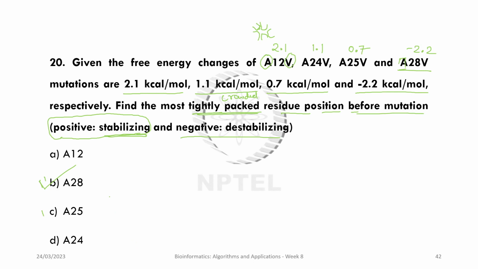So there's only one option that gives you a negative or destabilizing scenario, and that's because of the tightly packed nature before the mutation.